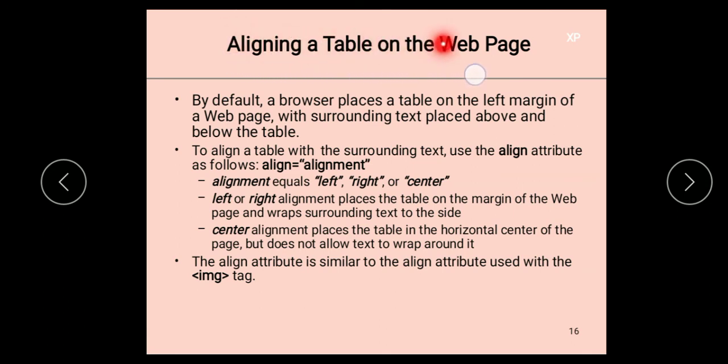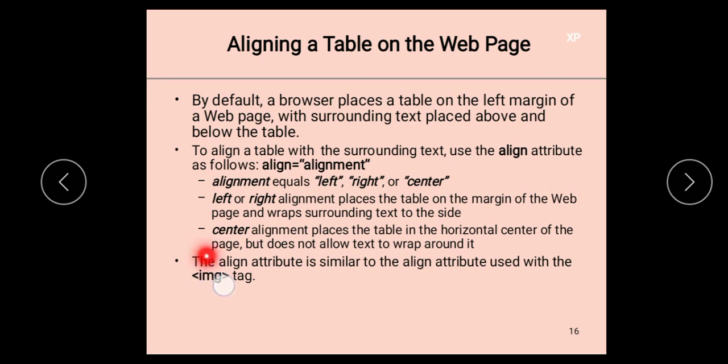Aligning a table on the web page. By default, a browser places a table on the left margin of the web page, with the surrounding text placed above and below the table. Here you can give alignment equal to left, right, and center. Left or right alignment places the table at the margin with the text surrounding it. Center means your table is shown in the center of the web page.